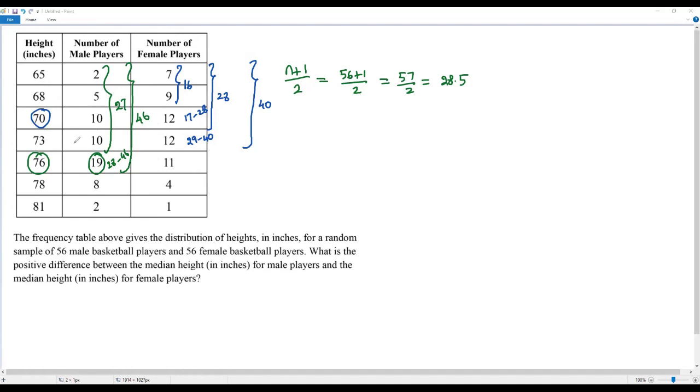Now let's get the height of the player whose position is 29. So the player who is at the position of 29 is over here. So the height corresponding to this one is 73.